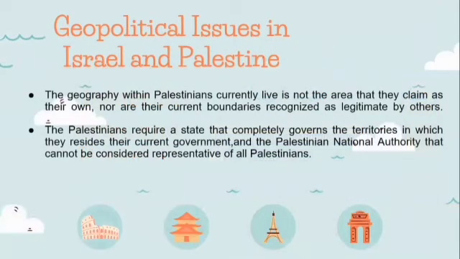The geography within which Palestinians currently live is not the area that they claim as their own, nor are their current boundaries recognized as legitimate by others. The Palestinians require a state that completely governs the territories in which they reside. Their current government, the Palestinian National Authority, cannot be considered representative of all Palestinians.